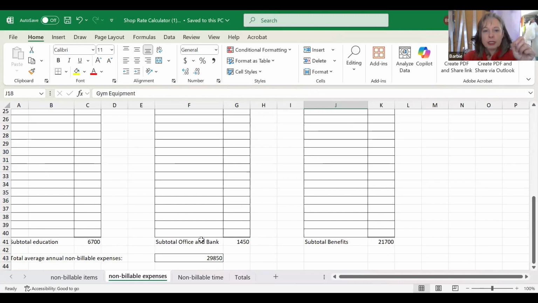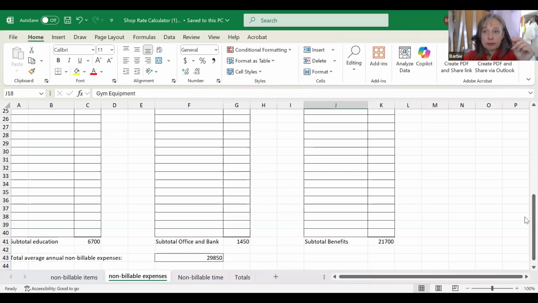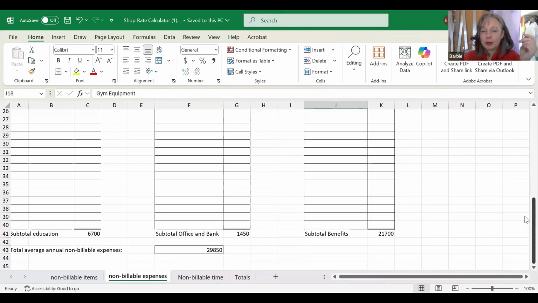Okay. So here are my subtotals: education, office and bank, benefits. Yeah, those are big numbers. And here's my average annual non-billable expenses: $29,000, almost $30,000 for these numbers that I plugged in. But that's okay. It's just a number, and that's going to work into your overhead.